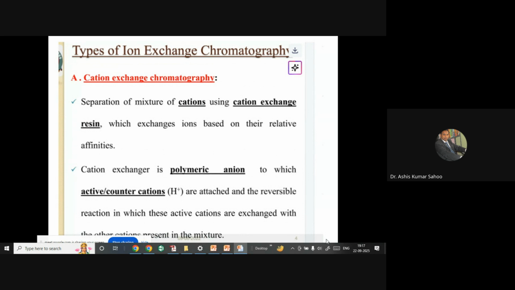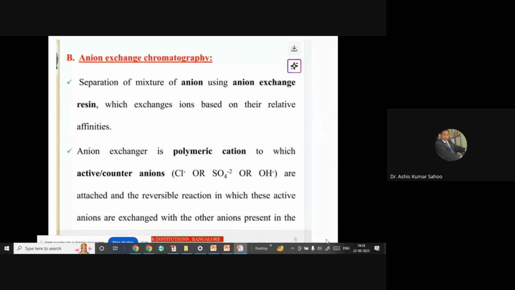So separation of a mixture of cations using a cation exchanger, where active counter cations are used. Similarly, anions can be separated by an anion exchanger resin, which exchanges the ions by a polymeric cation to which active counter anions are attached.